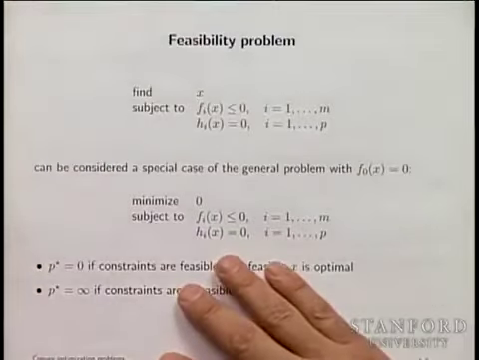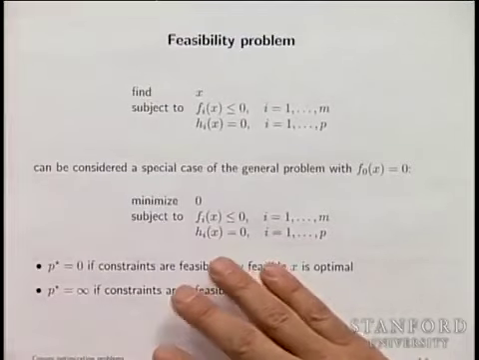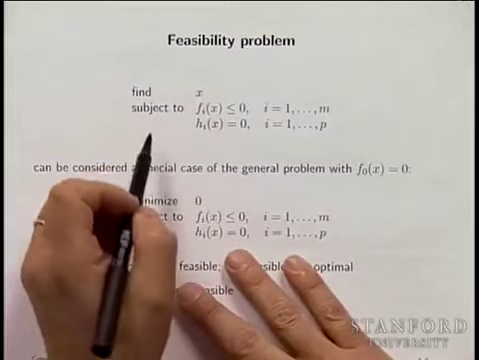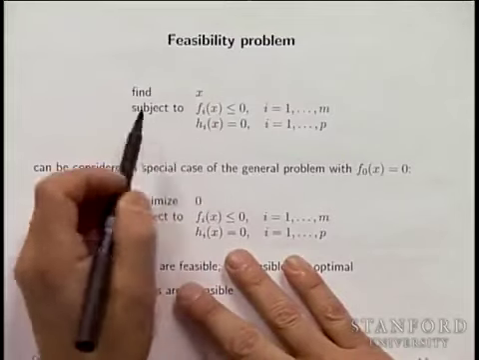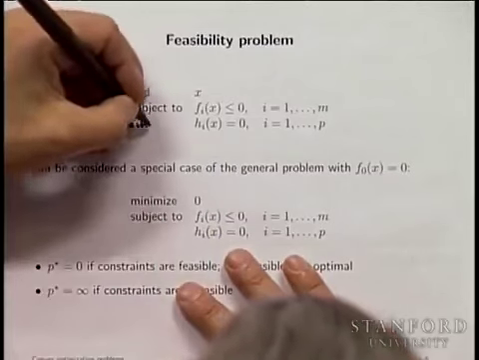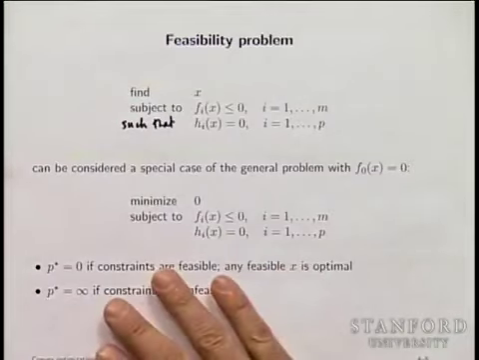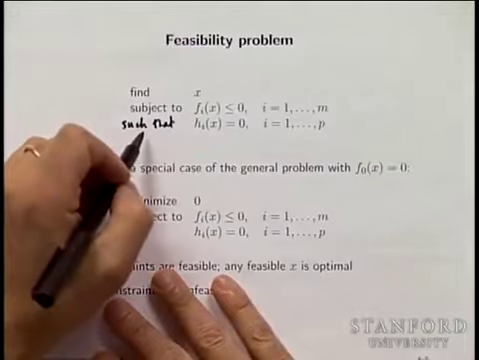Let's talk about the feasibility problem. One variation on the optimization problem is this, and it's sometimes written this way. Find x subject to. By the way, you will also sometimes see subject to written as such that, which is a question of style, and it's bad style. That's not what such that means in English.